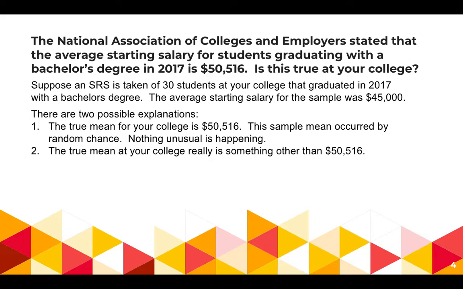Here's another explanation. The true mean at your college could really be something other than 50,516, and that's why you got a sample mean that was different than 50,516. So in this situation, the null hypothesis would be that the true mean is 50,516, and that's the claim you're trying to see if you have evidence against. And the alternative hypothesis is that the true mean is something other than 50,516.